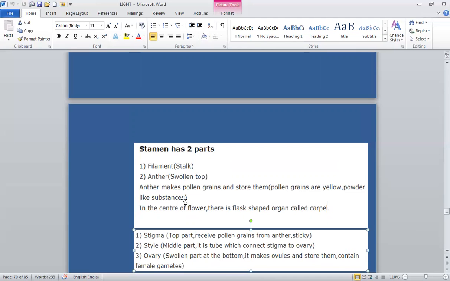And in a complete flower, a bisexual flower, it has both stamens and carpel. Stamens usually have two parts: stalk and the swollen top. Stalk is known as filament and the swollen top is known as anther. They are the male reproductive floral organs, and usually consist of a slender stalk or filament, and a terminal knob-like fertile part called the anther.